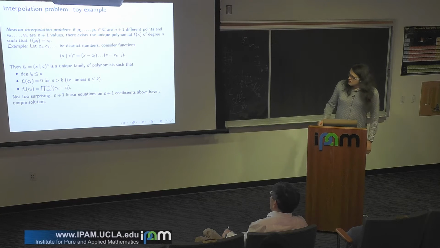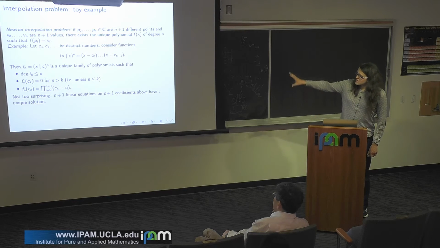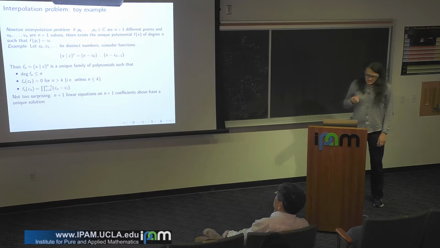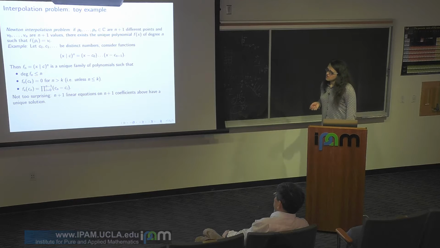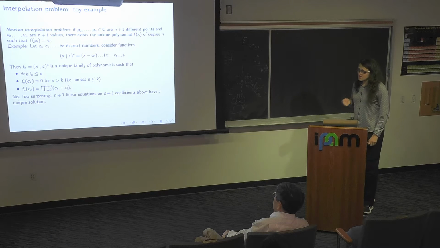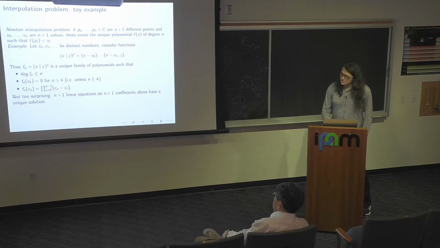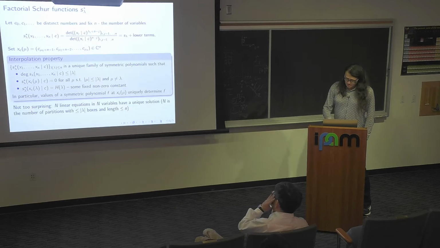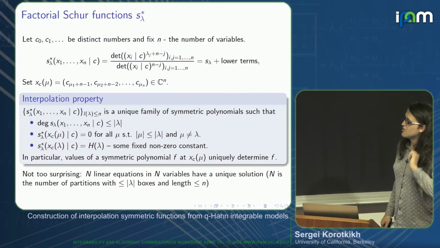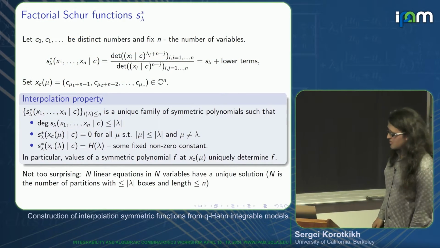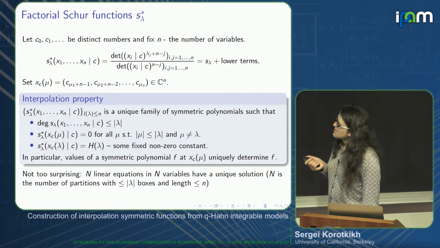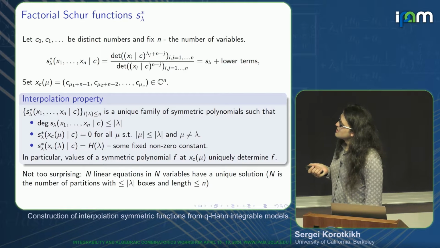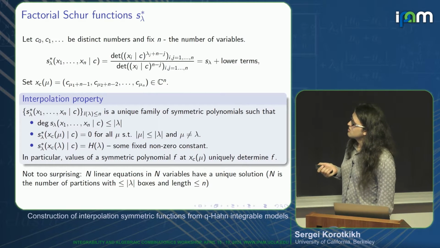Now I want to consider this very similar problem, but with several variables. Moreover, I want to think not about arbitrary polynomials, but about symmetric polynomials, which will not make the problem simpler, but more beautiful from a certain point of view. So let's talk about the first step here. Let's introduce factorial Schur functions. Namely, factorial Schur functions are determined by this expression.